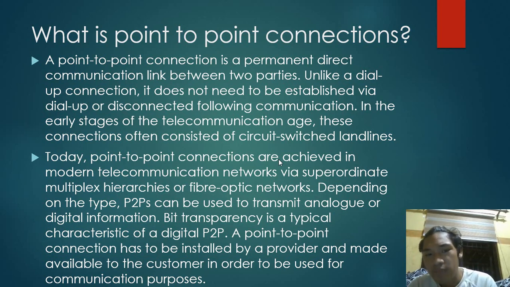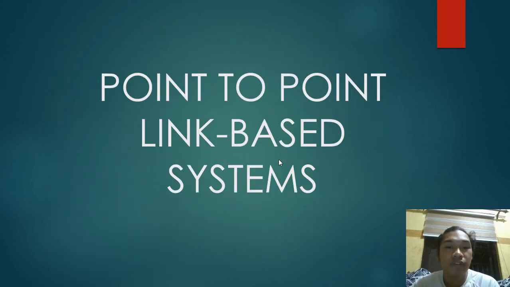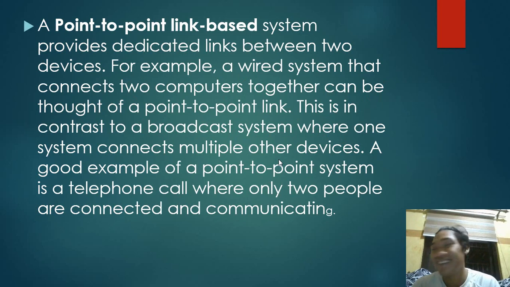Depending on the type, P2Ps can be used to transmit analog or digital information. Bit transparency is a typical characteristic of a digital P2P. A point-to-point connection has to be installed by a provider and made available to the customer in order to be used for communication purposes. Point-to-point link-based systems.